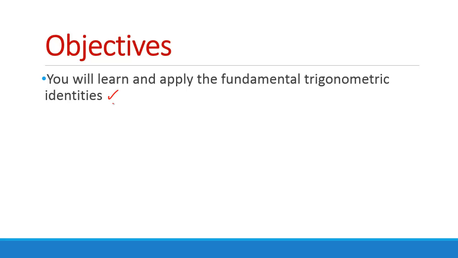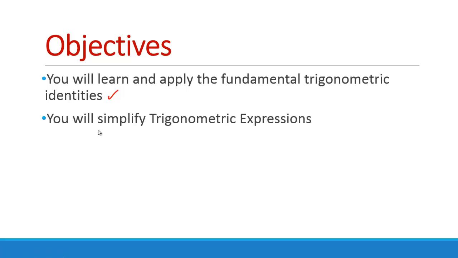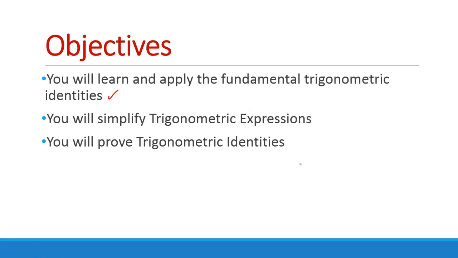This you've done before, and so most of it you should already have memorized. Some of it, though, might need to be a little bit of a refresher. You will simplify trigonometric expressions. This you've also done before, but not in a whole lot of detail. And finally, you will prove trigonometric identities, and we'll get into that. That's going to be the meat of this lesson.